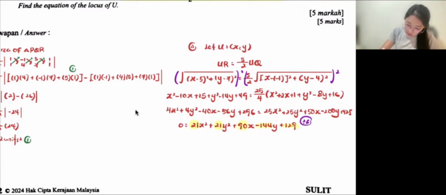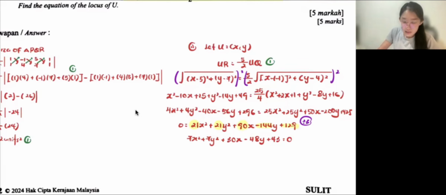All right, so at the same time, you move everything back to the left-hand side. So you get 7x squared, 7y squared. Then this is 30x. Negative 144 divide by 3, you get negative 48y. And then 129 divide by 3, 43. Remember, equal to 0. So over here, 3 marks. 1 mark over here, second mark here, last mark on the final answer.